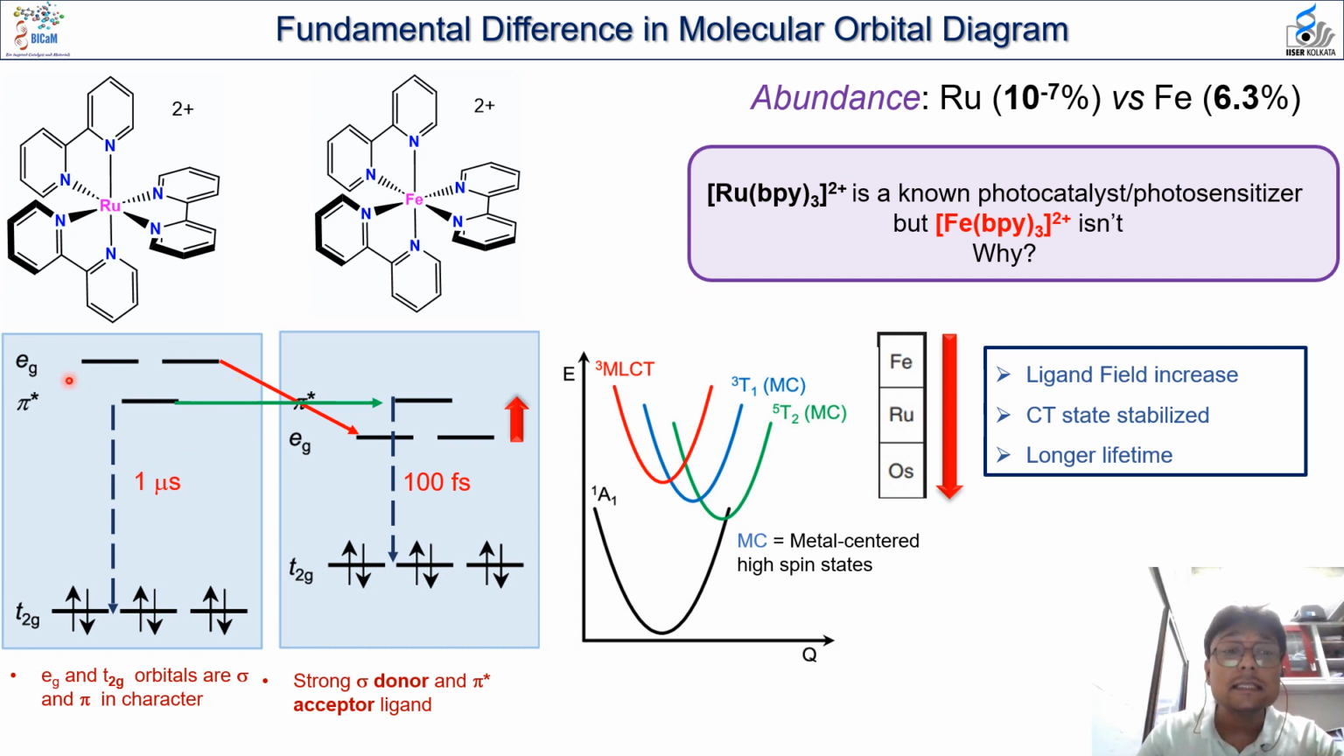The same eg and pi-star ordering is fully reversed when you come to the iron case. Though you excite from t2g to pi-star, the excited electron has to pass through some eg-based orbital, and the excited energy is fully dissipated through this metal-centered high-spin state. If you look at the periodic table, going from iron to ruthenium to osmium, the ligand field increases, and the charge transfer state is stabilized and has a longer lifetime.